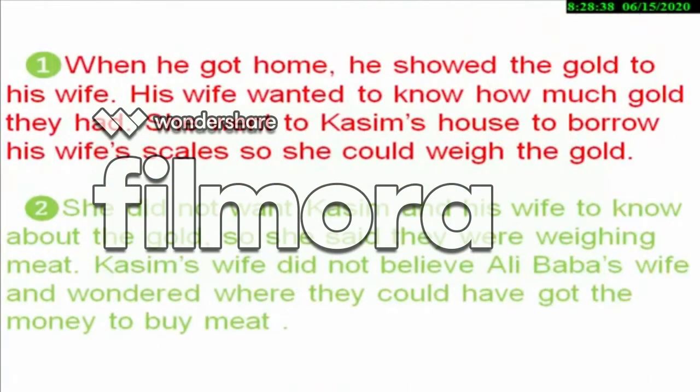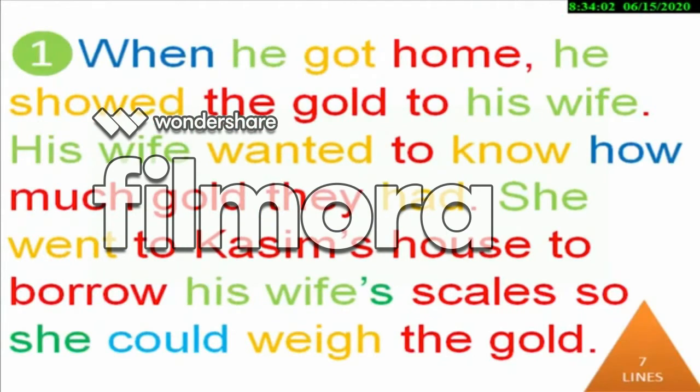As you see, those are the two passages that we are going to tackle in this lesson. The first passage starts from the word "when" and ends in "the gold", while the second passage starts from "she did" till "meat". We are going to discover and explain word by word, phrase by phrase, and sentence by sentence, each passage separately. Let us take the first passage. Now this is the first passage.